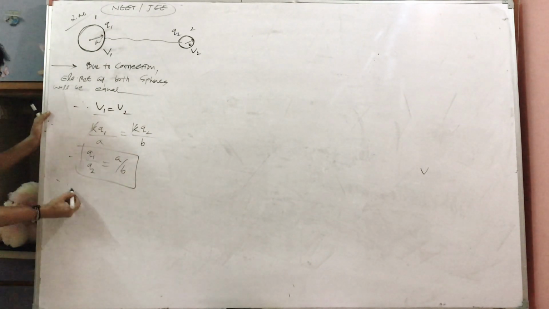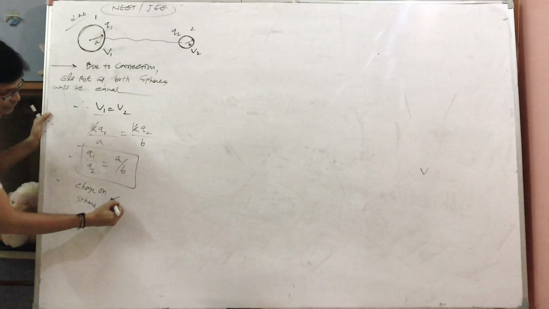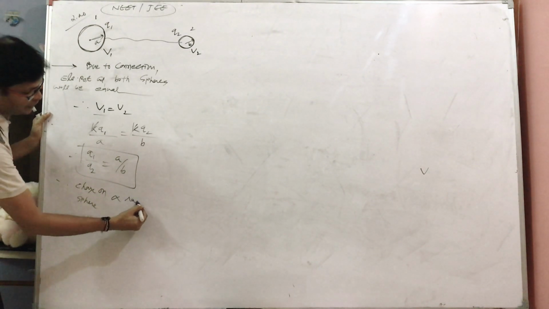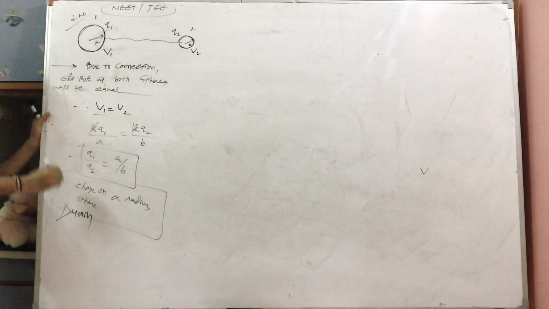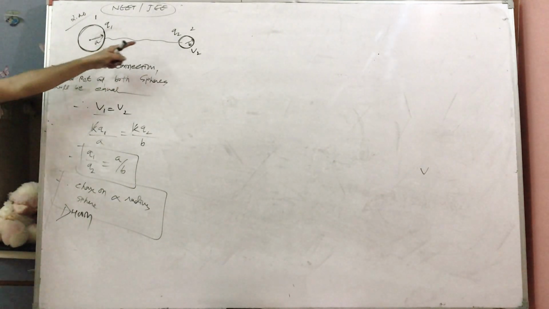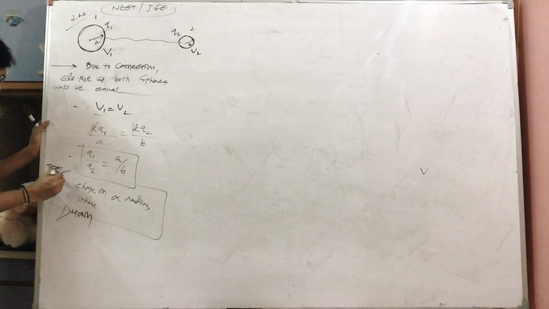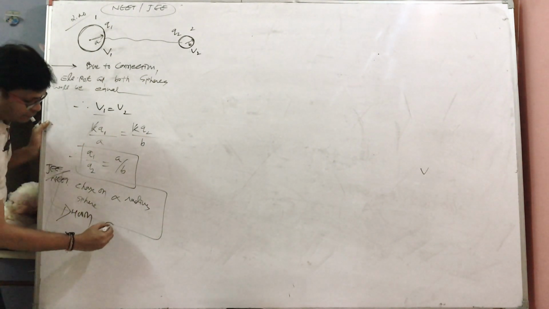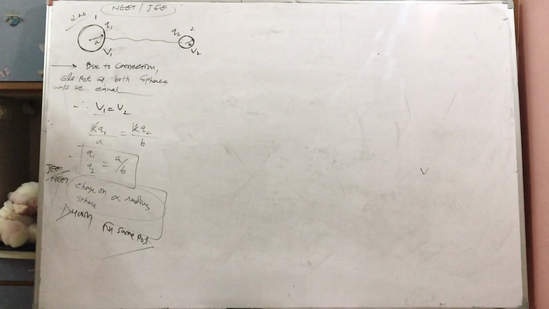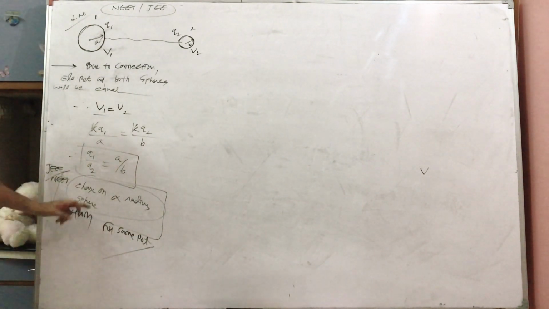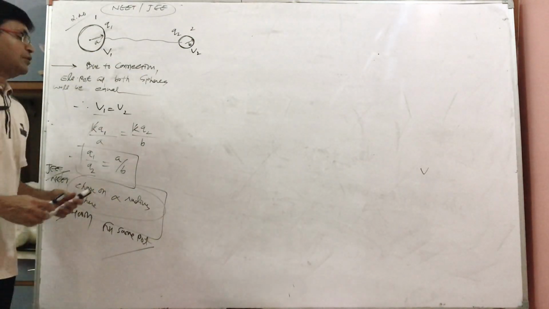From this equation you can see that the charge on a sphere is directly proportional to the radius. This is the most important shortcut, but in which circumstances? Whenever the potential on both spheres is the same. So this is your JEE NEET concept. Don't forget, I will write here: for same potential, always charge on a sphere is directly proportional to radius, but only in circumstances where the potential on both spheres is equal.